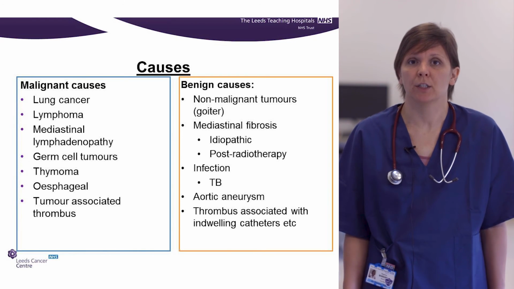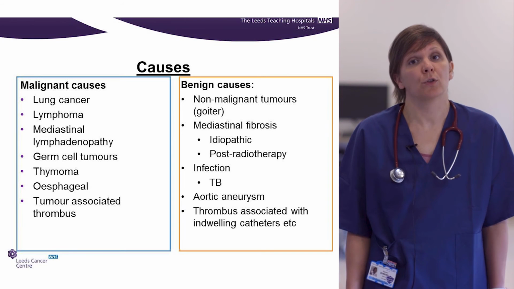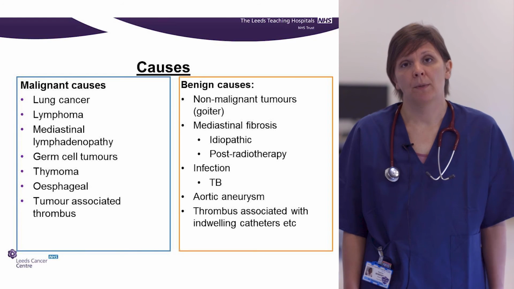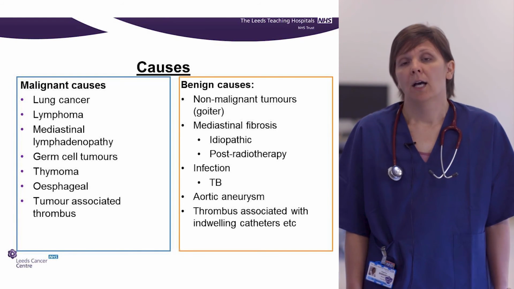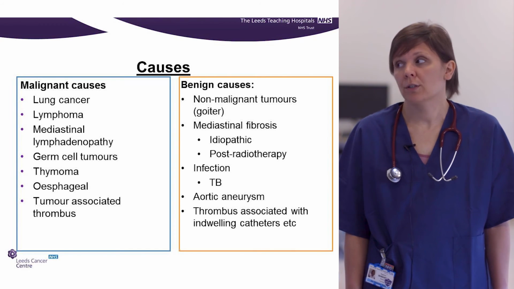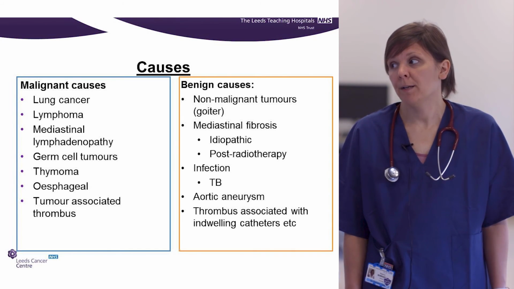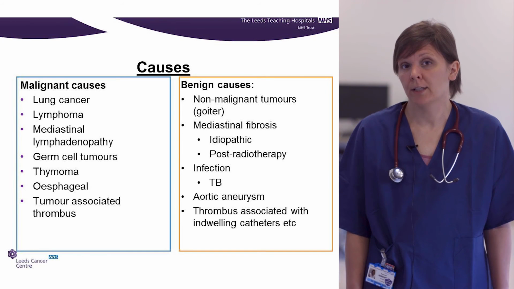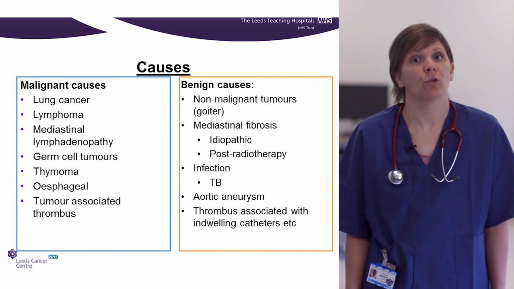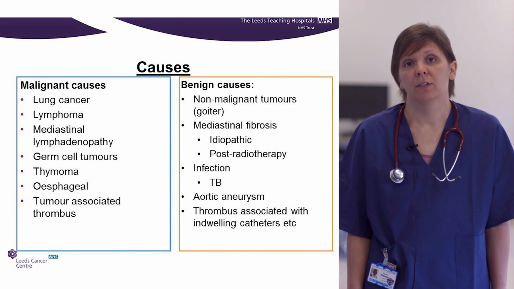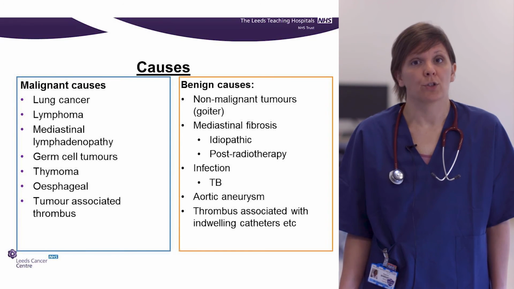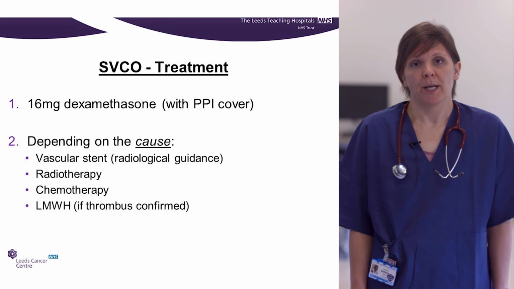It's really important not to focus just on the malignant causes because you may well come across a patient that is presenting in the community that may not have a malignant cause for their SVCO. So I've also listed here some benign causes. So a non-malignant tumour such as a goiter, a patient presenting with mediastinal fibrosis, post-radiotherapy changes, infection or TB, a large aortic aneurysm can present in this way, or a patient that has a central venous catheter for another reason potentially could have scarring and SVC constriction from that.